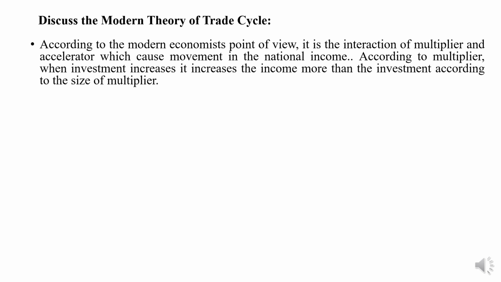Here is another example. If MPC, or we can say the marginal propensity to consume, is 7 by 8, an investment of 1 lakh will cause income to rise to rupees 8 lakh. If investment falls by rupees 1 lakh and the MPC, or marginal propensity to consume, is 2 by 3, the national income will fall by 3 lakh.